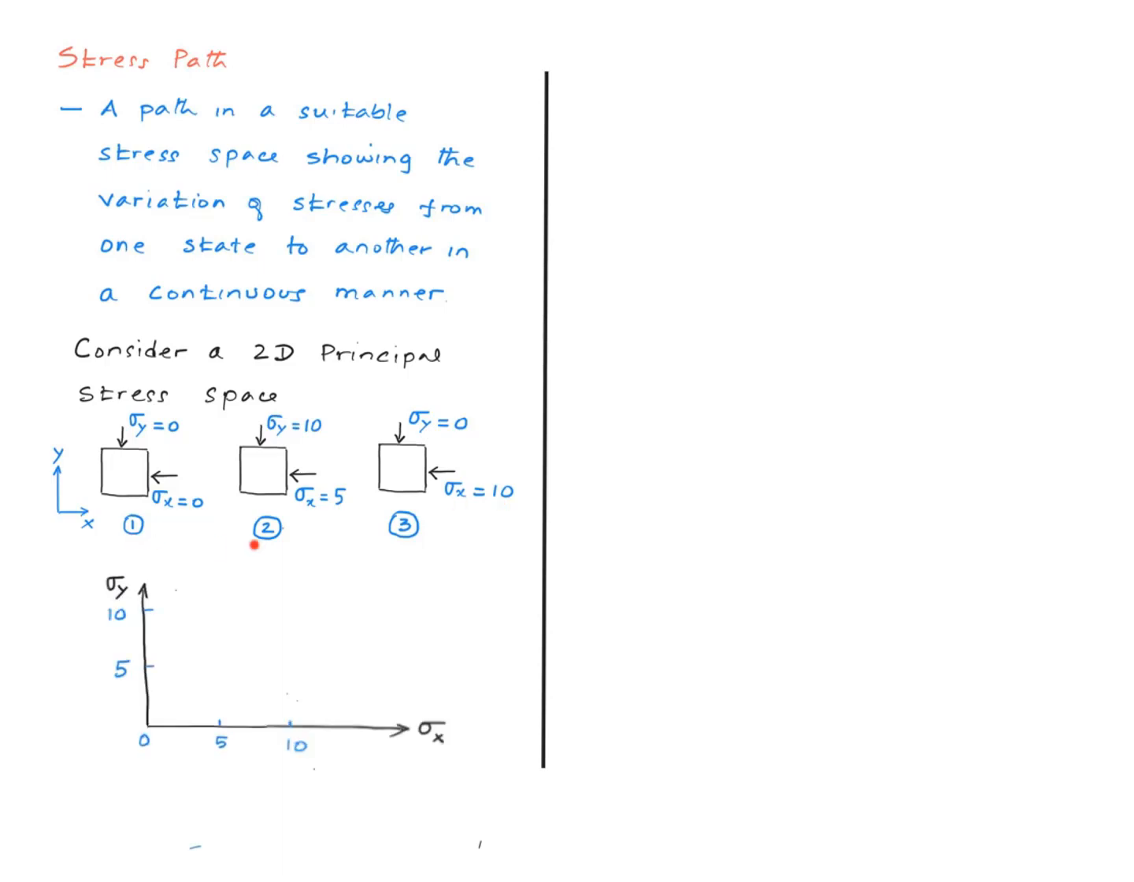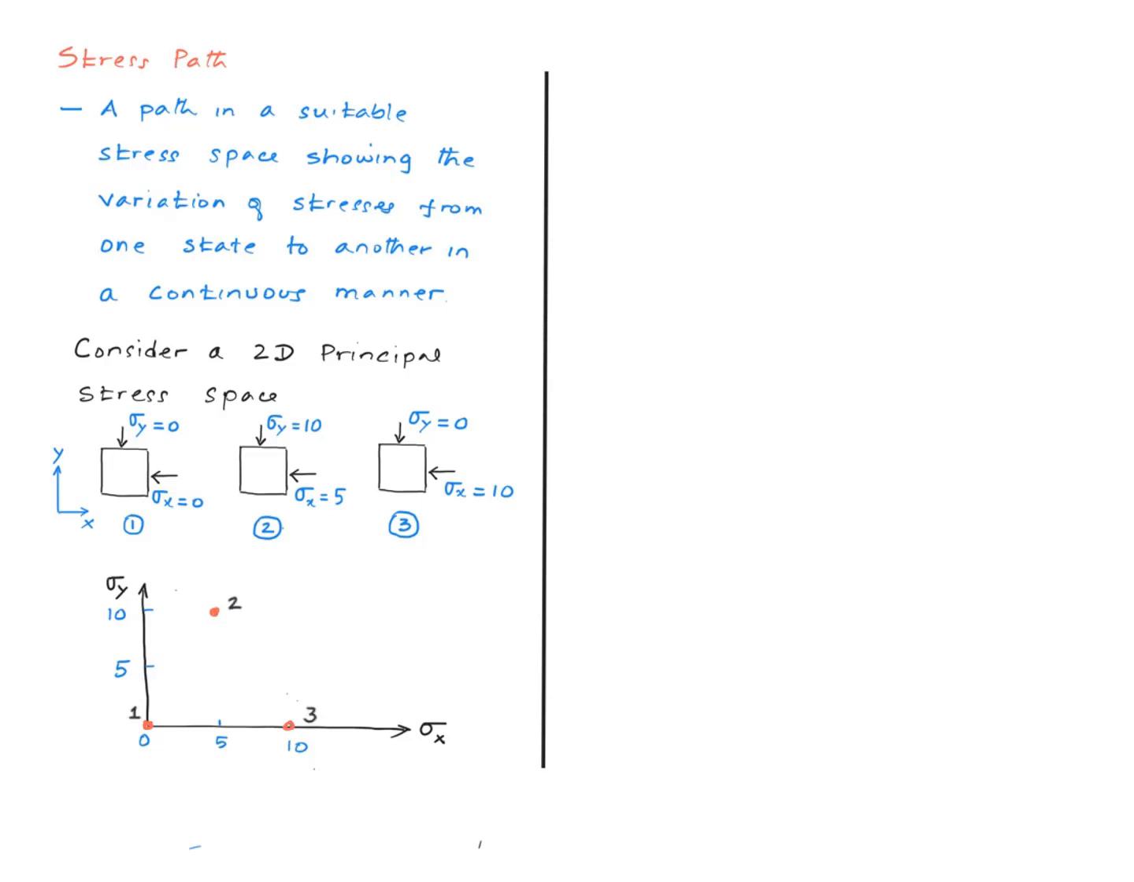I want to plot these states in the sigma x, sigma y space. State 1 plots right here because sigma x is 0, sigma y is 0. State 2 plots somewhere here because sigma x is 5, sigma y is 10. State 3 is going to plot around here, right, at that point.